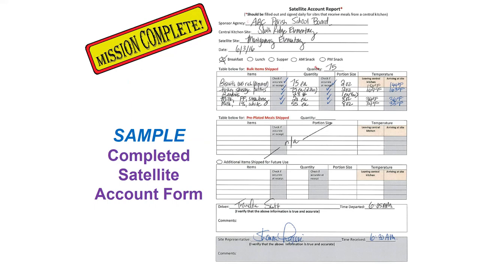And then you can look below to see that the driver, who was Chandra Scott in this case, left with the food at 6:05 a.m. And then I was the site receiver and I received those meals at 6:30 a.m. Of course, the person receiving the meals needs to be trained on A, ensuring that everything listed on this form is actually received and accounted for, and also on B, documenting temperatures. So if these are time temperature sensitive foods, a temp should be taken of a sample item at departure, and then a temp should also be taken and recorded upon receipt.